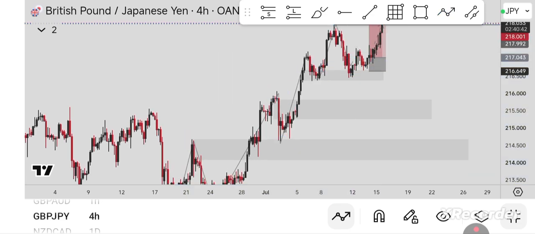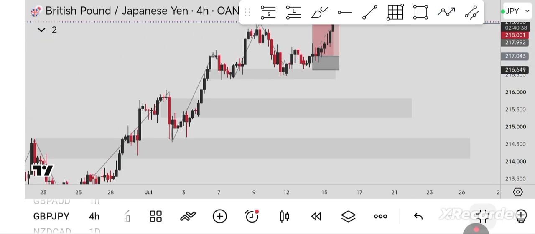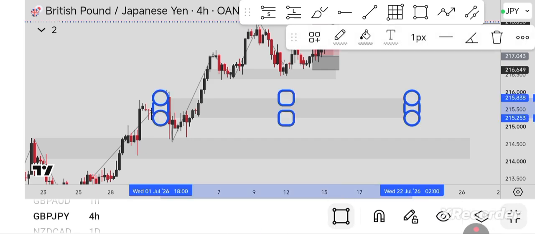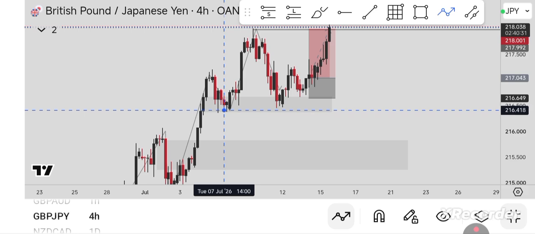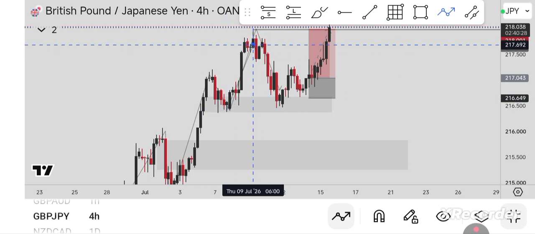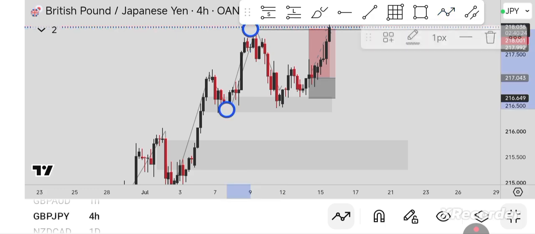Now this is our recent structure. We are working with the recent structure. Don't forget, I have other points of interest, but we are working with the recent structure. From this low to this high is our recent structure. That is what we are working with.